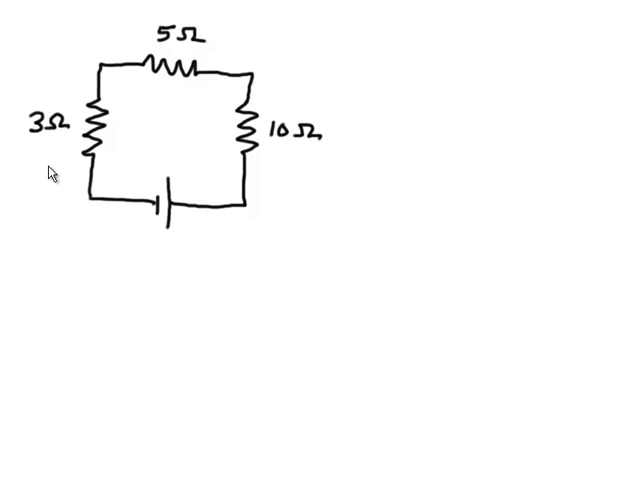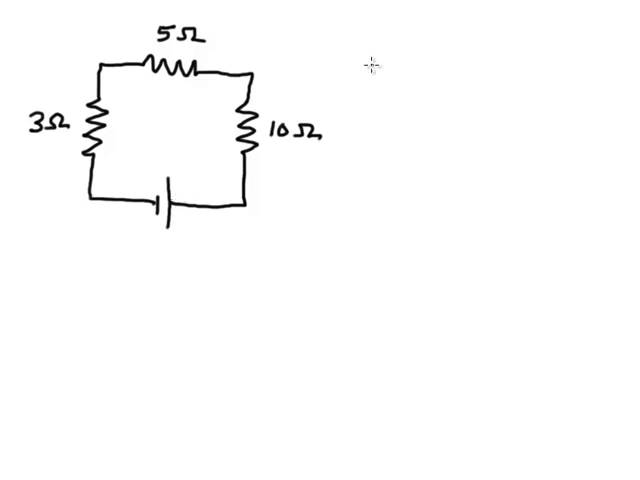Hi, we're going to do a quick tutorial on how to find the equivalent resistance of circuits. We're going to start off with a really simple series circuit. Here we have a 3 ohm resistor, a 5 ohm resistor, and a 10 ohm resistor all in series. The reason I know they're in series is because there's only one pathway around this loop. If there's one pathway, it's series.